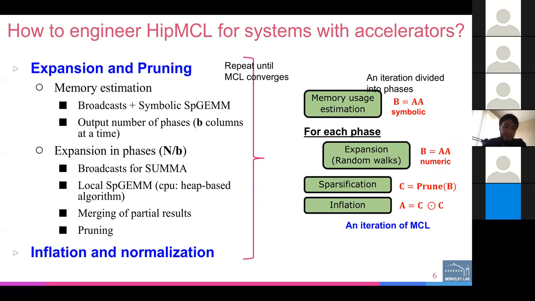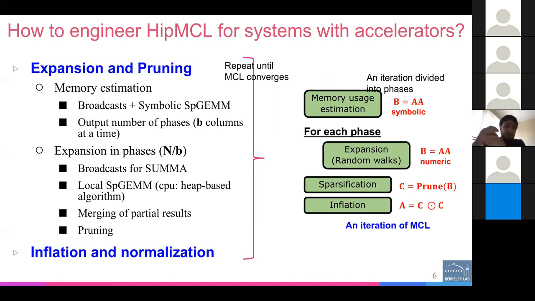And the expansion phase then proceeds in phases. It consists of a number of sub-steps, so here we run the sparse SUMMA algorithm. We first perform the communication operations, which are row-wise or column-wise broadcasts, and then it is followed by local multiplication. When this is over, the partial results for the output matrix are merged, and the entries that do not meet a certain criteria are pruned.